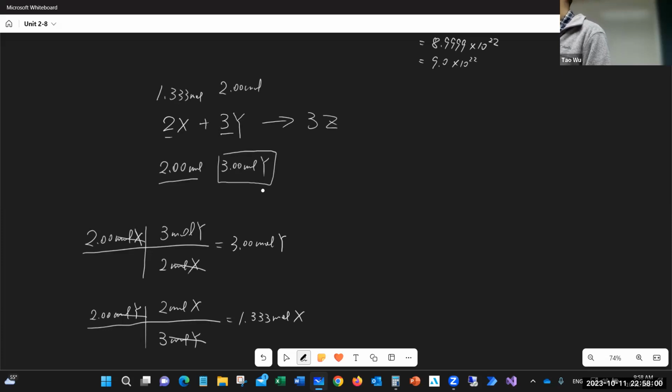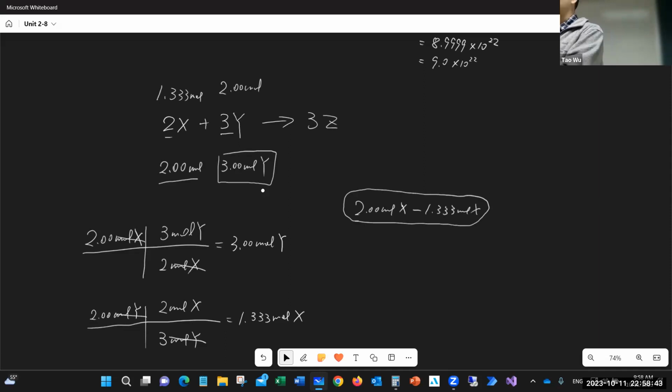And do we have enough X? Yes, we have 2 moles of X. So it's more than enough than the 1.33 moles of X, right? So that means if the reaction stops, we still have 2.00 moles of X, subtract 1.333 moles of X. We still have some excess, which is the leftover moles of X over there. Does that make sense? I know this part is confusing, okay? Yeah, so this is what the video shows.